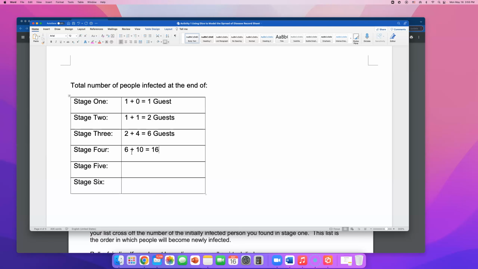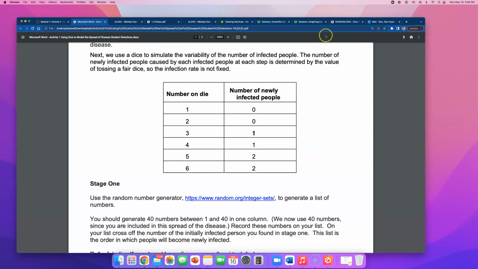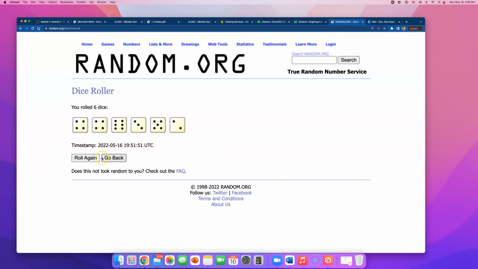Therefore, now we have 16 guests. Oh gosh, what does that mean? I have to roll the dice how many times now? 16 times. I have to roll 16 different dice now. Okay. Let me go back and see if they will let me roll 16 dice all at the same time.